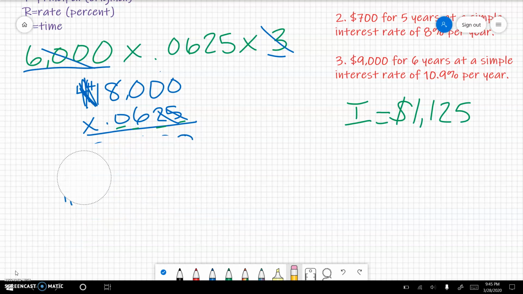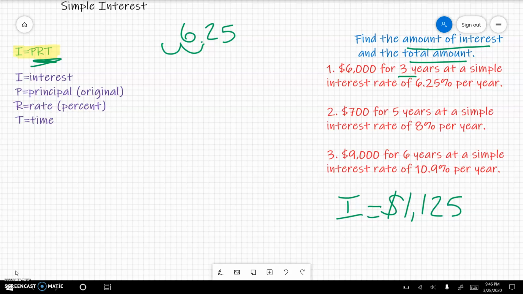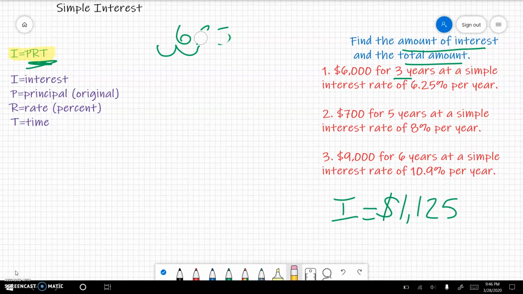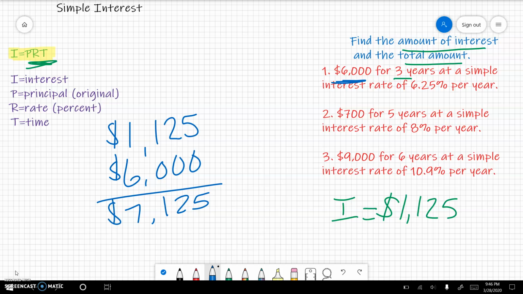Okay, I'm going to erase this before I do part 2, just for the sake of room on my board here. I'm going to go back up, and let's see. My directions say find the interest. Yep, did that. Then it says find the total amount. So when you hear total, you should think add. So I'm going to add my interest, $1,125 plus the original amount, my principal, $6,000. So my total is $7,125. Both of these answers are for number 1.